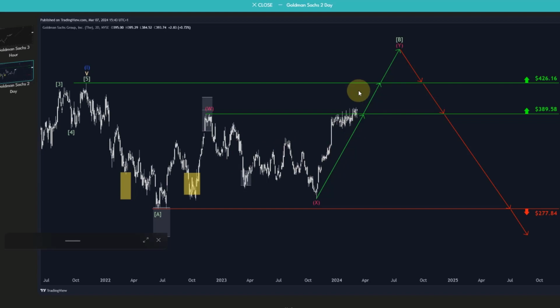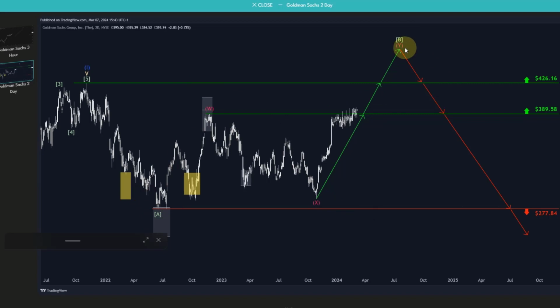So the assumption is that this B wave is currently unfolding, before then a C wave sell-off would occur. In this B wave, it's possible to break above 389.58 and sustain there, then continue to move higher towards the next resistance level at 426.16 and maybe even briefly break above it. The B wave consists of a wave W, an X wave, and the Y wave is likely unfolding now. Magenta, WXY, to complete wave B.